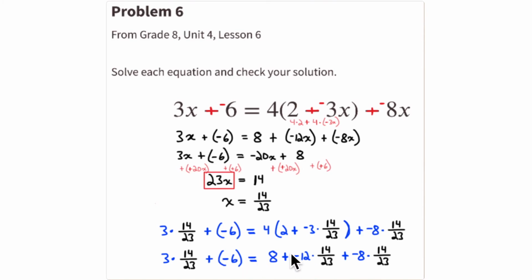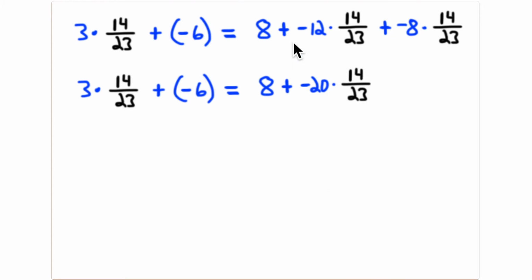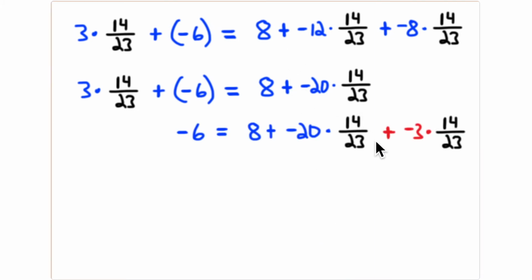So I'm going to use the distributive property. So this is now a negative 12 times 14 23rds. So I have a negative 12 of these things. And I have another negative 8 of these things. You combine them together, you get a negative 20 of these things called 14 23rds. These are the same two lines on the last page. So now I have a negative 20, 14 23rds. And over here I have 3 14 23rds.